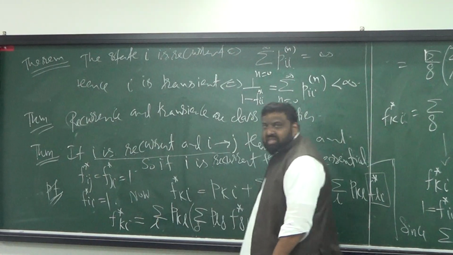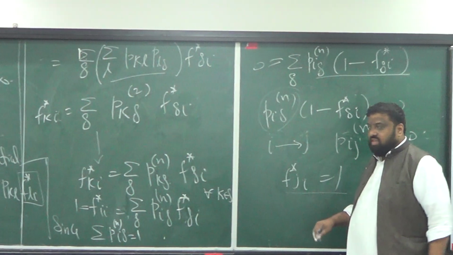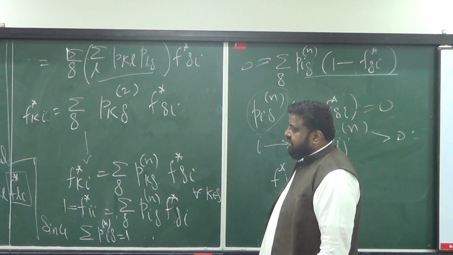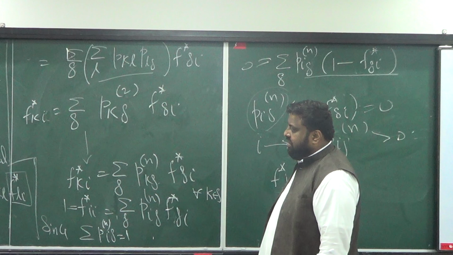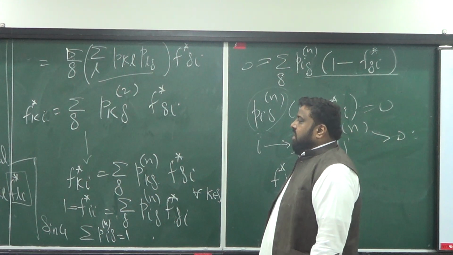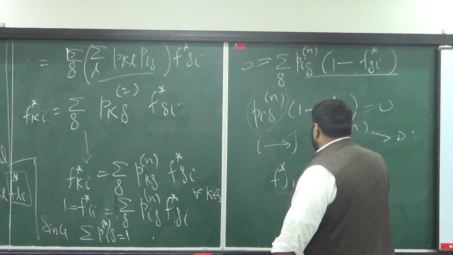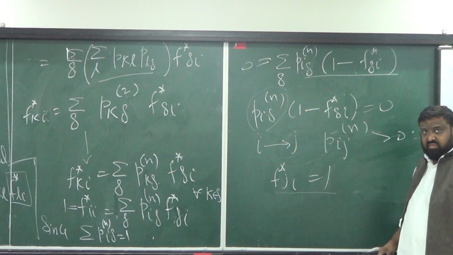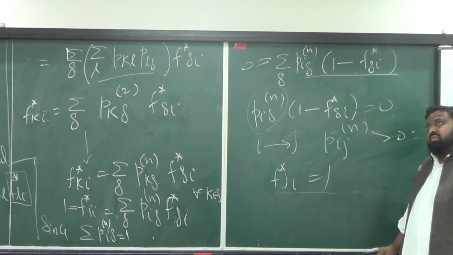Sir, then you would need f star jj to be 1 because we are using here f star I is 1. Yes. So we are using this assumption. If we go the same way for j, we will need f star jj to be 1 also. But doesn't this allow you to get that? No sir, because I is recurrent here. We don't know whether j is recurrent or not.